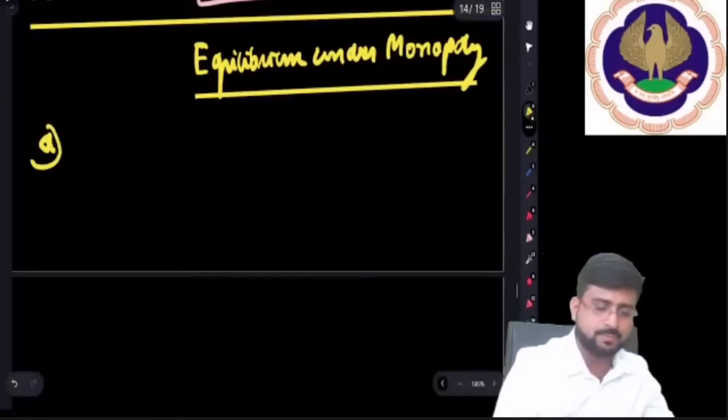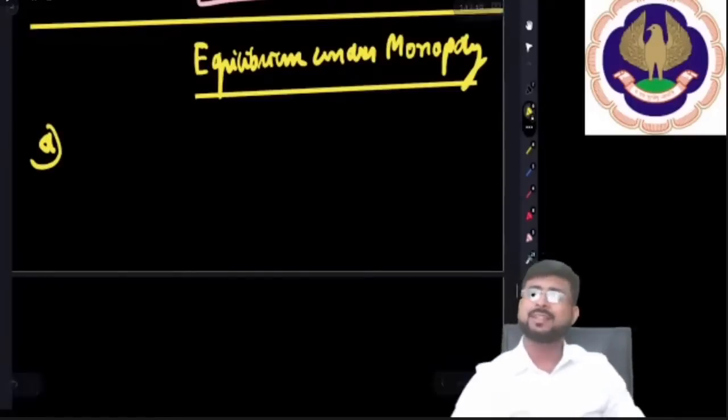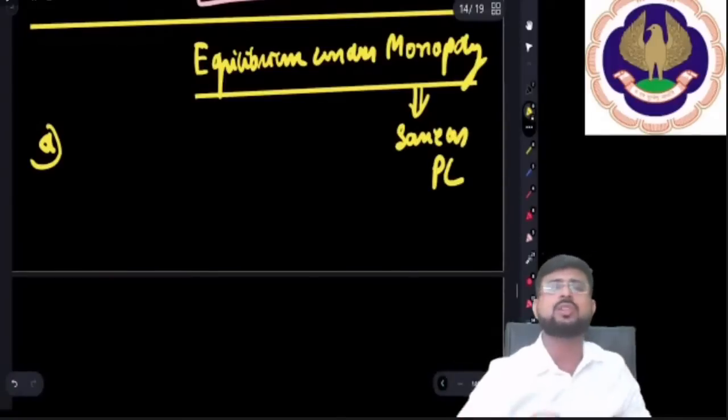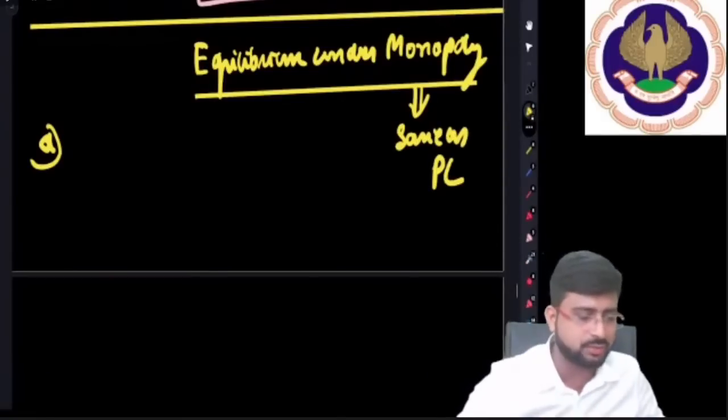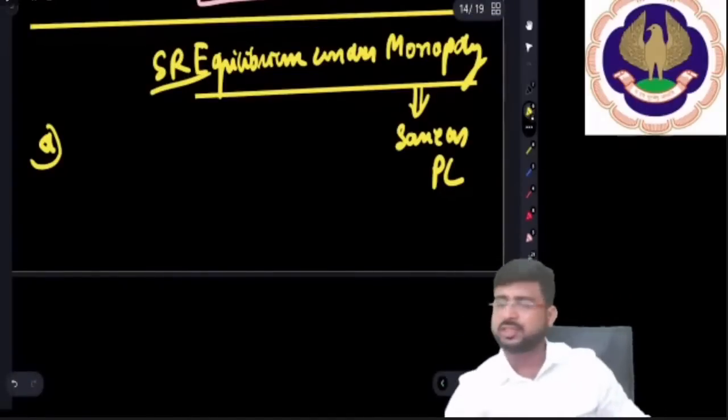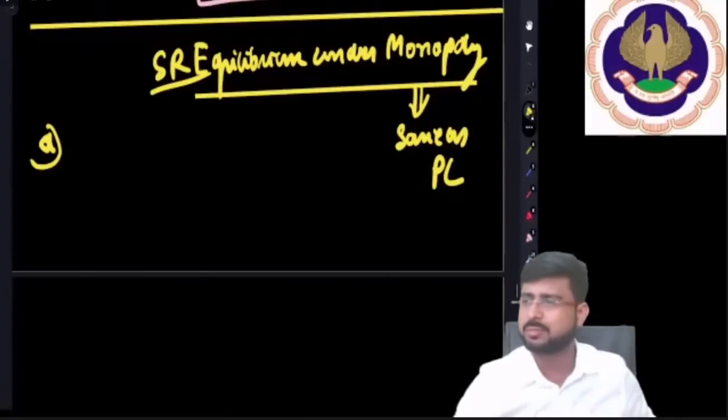Point A. It's the same. First of all, my hint for you all: same as perfect competition. The equilibrium condition here is also the same in the short run, as we call it. Short run equilibrium under the monopoly. It's the same. What do you mean the same, sir?